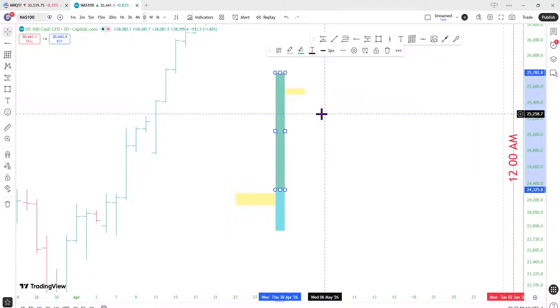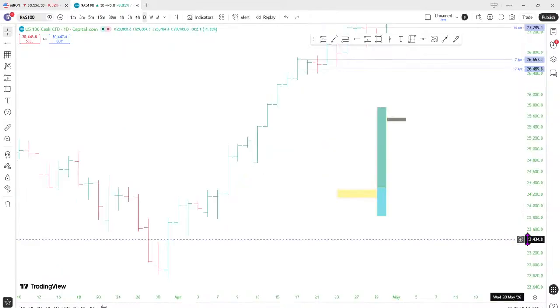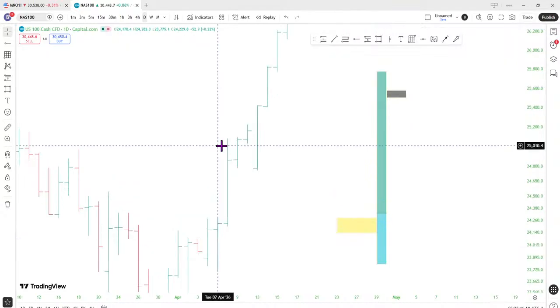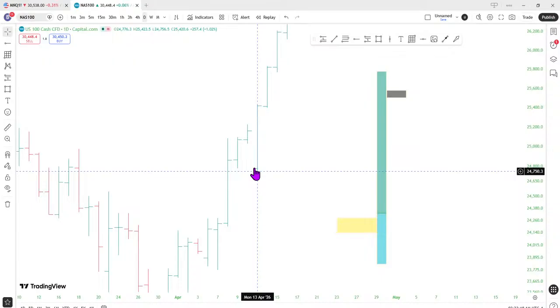You can see the same thing that I'm teaching over here, the same thing that is still working over here. The market opens, comes down, and distributes. Over here, what is the main move?